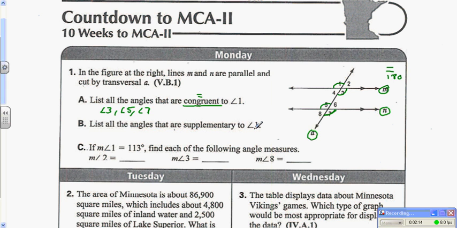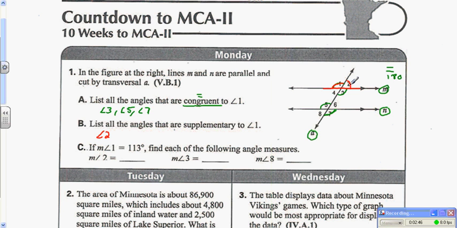List all angles that are supplemental. Now, supplementary means they add up to 180. In other words, they are the other angle, not the equal one, but the other angle. And together they make a straight line. So if you are starting with angle 1, then angle 2 would be the smaller of the two angles and would add up to 180.